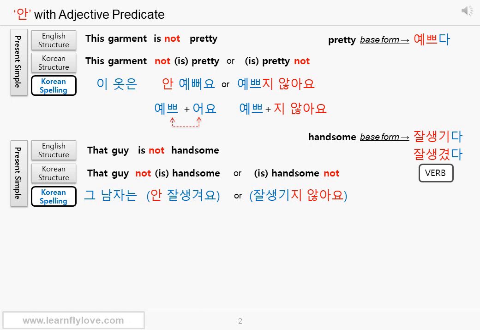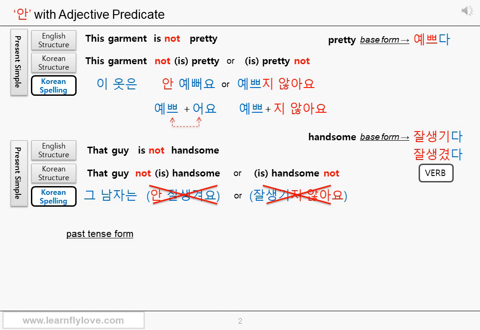So when you say someone is handsome in Korean, you need to put this verb in the past tense. The same thing happens in English too. When you want to use a verb as an adjective, you put it in the past participle form, right?